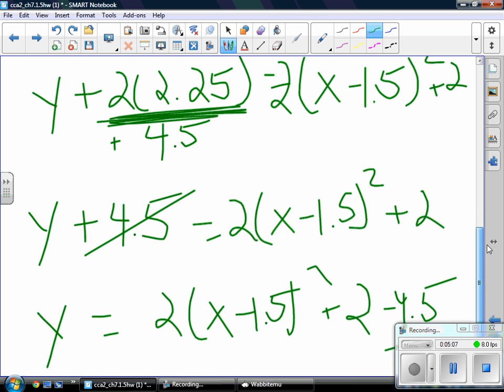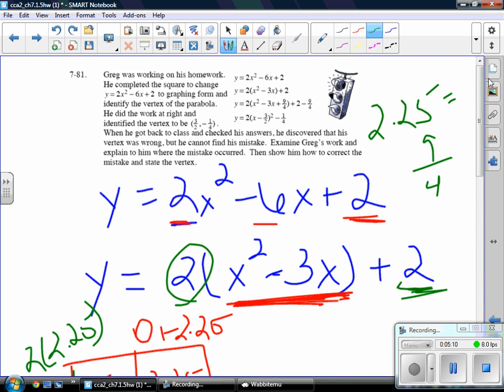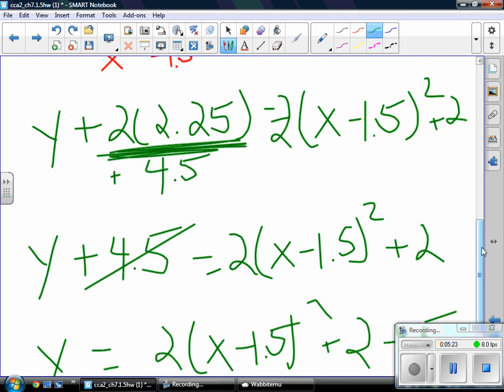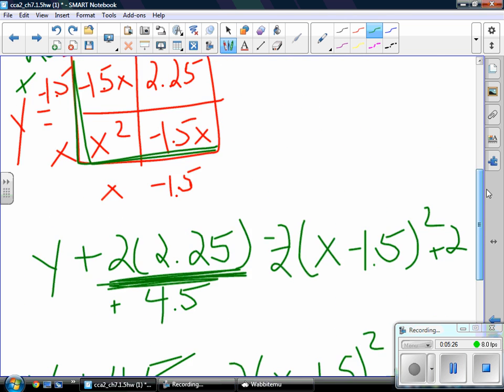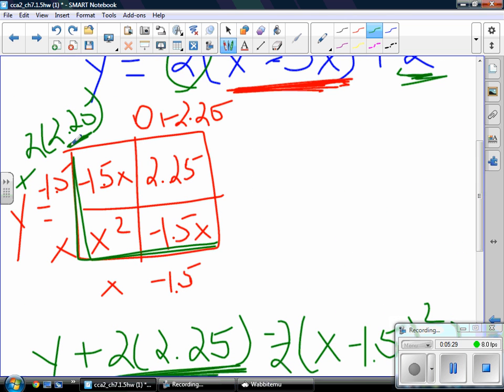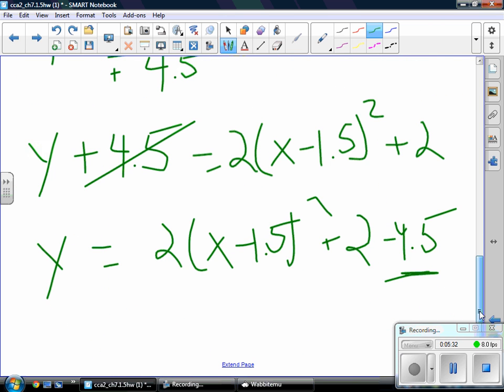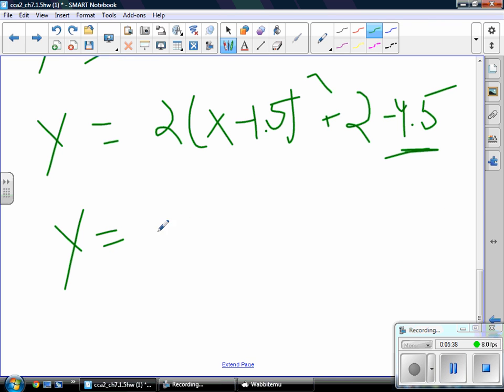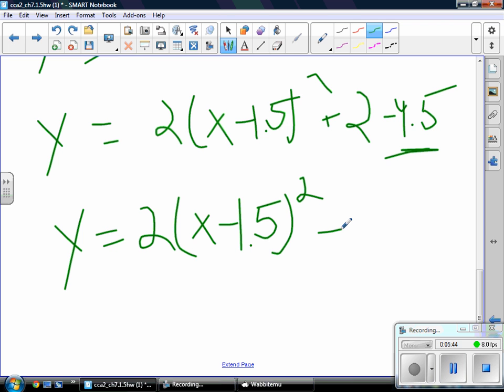So if we look back up at the top, at Greg's work, we subtracted 4.5, and he subtracted 9/4. Now 9/4 is going to be 2.25, so his mistake, as we've seen many times, is he did not add the correct value. If I go back here, he only added this amount instead of 2 times that amount. Okay, so that's where his error is. So let's continue to solve this. So I have my new equation: y equals 2 times x minus 1.5, or 3/2, squared, minus 2.5, or 5/2. Okay? So here's our new equation.